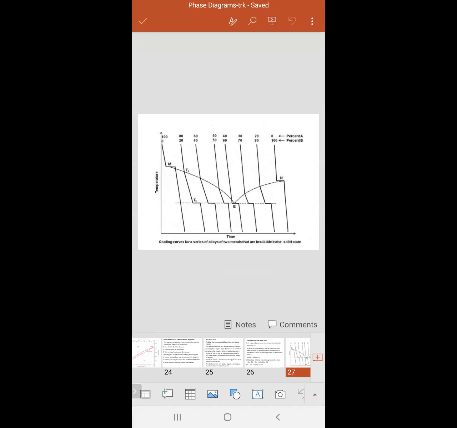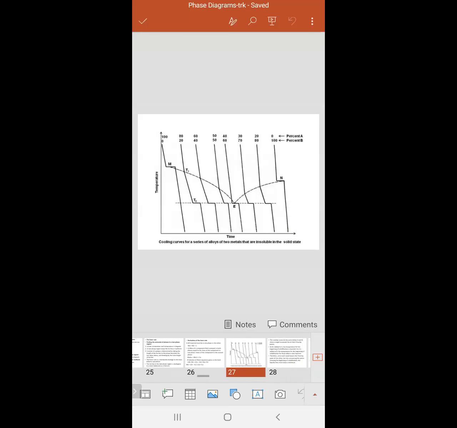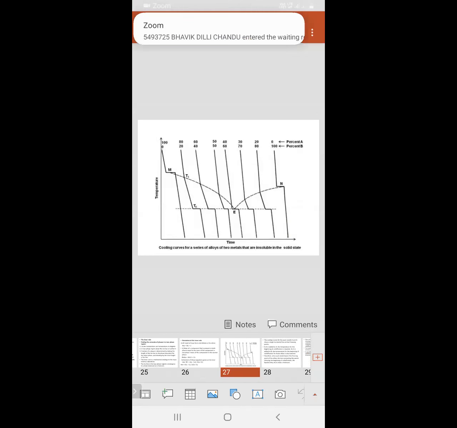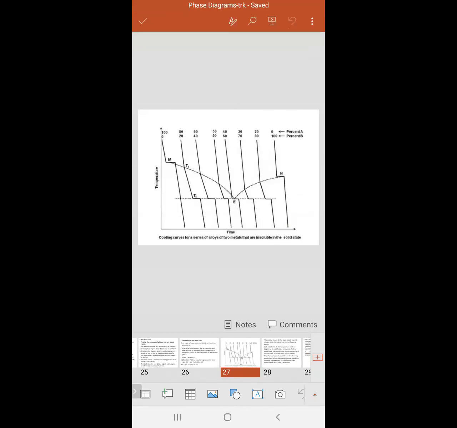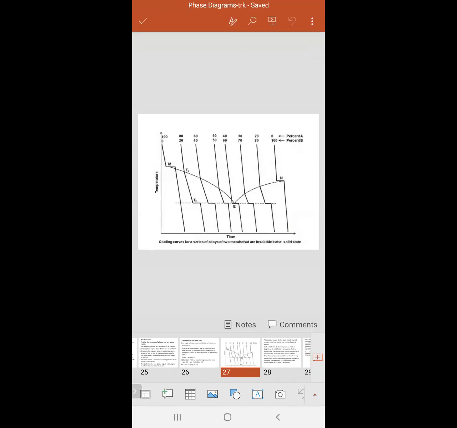I hope all of you understood. Observe the difference between the previous phase diagram and this one. In the previous one, all the curves joined at the two ends. Here, all the points meet at one particular point, that is E.